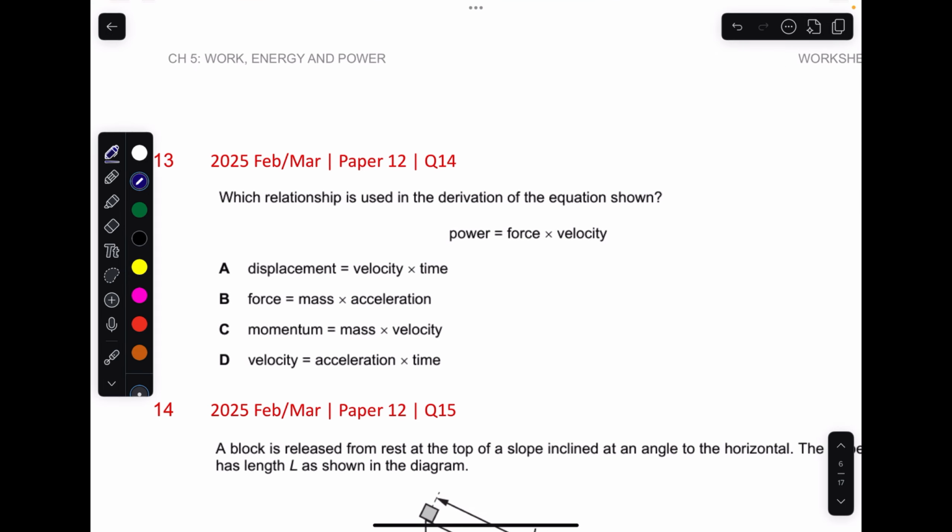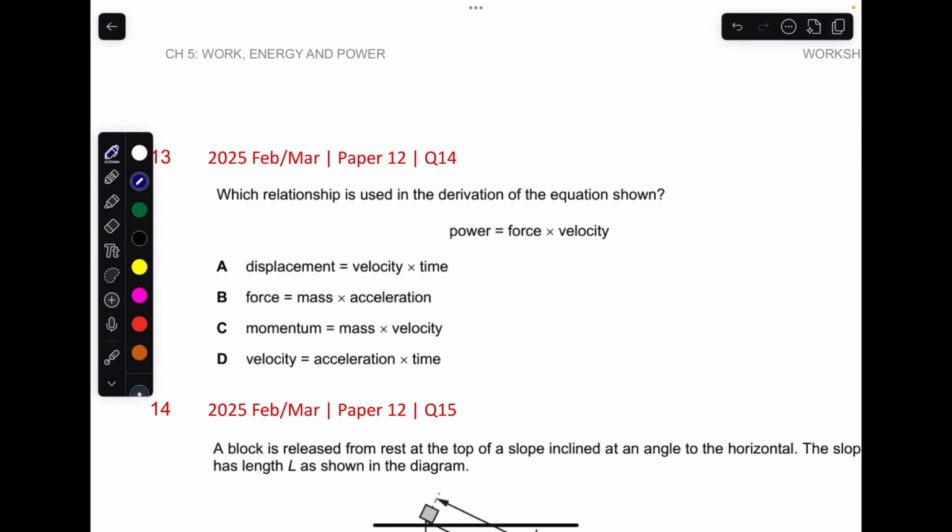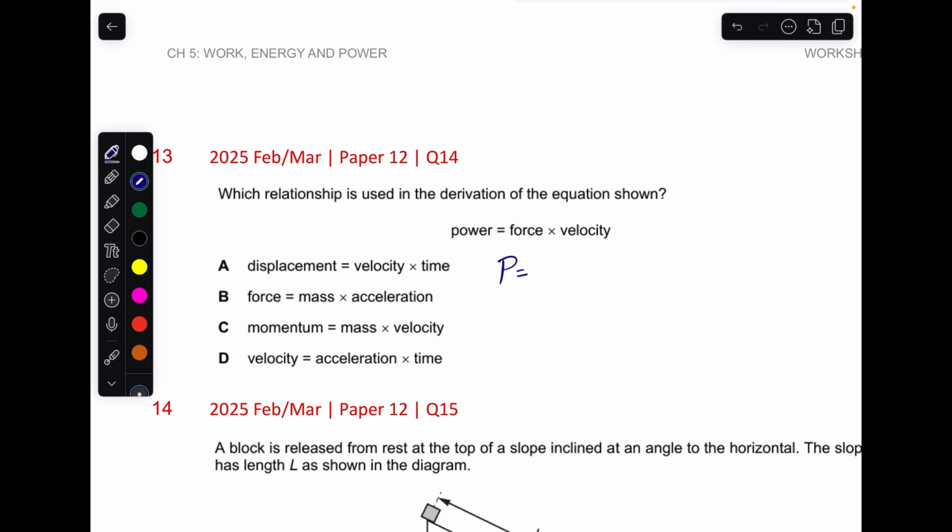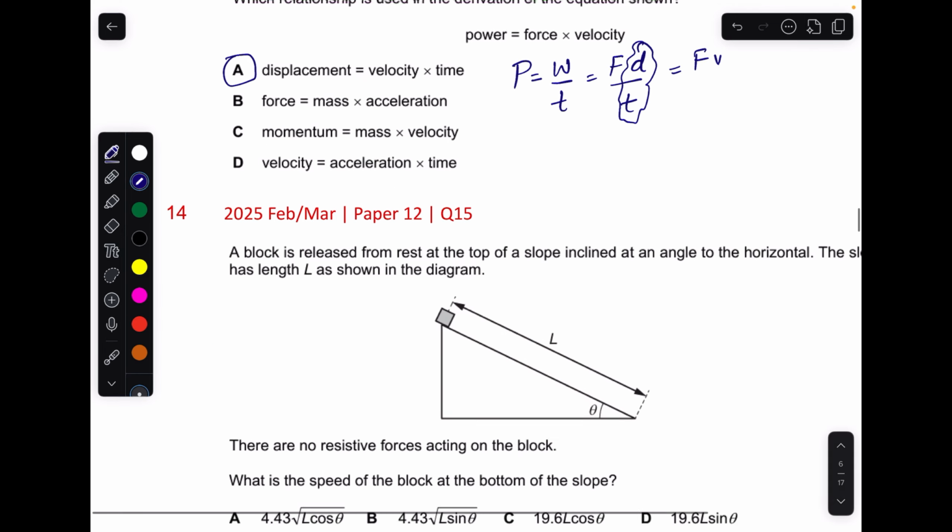Okay, the next question: which relationship is used in the derivation of the equation P = F × v? If you remember the relation, power is work over time. Work is F into d divided by t, and we call d over t as v, displacement per unit time. So this is option A. They just rearranged this relation, but it's the same thing. We never used B, C, or D in this derivation.